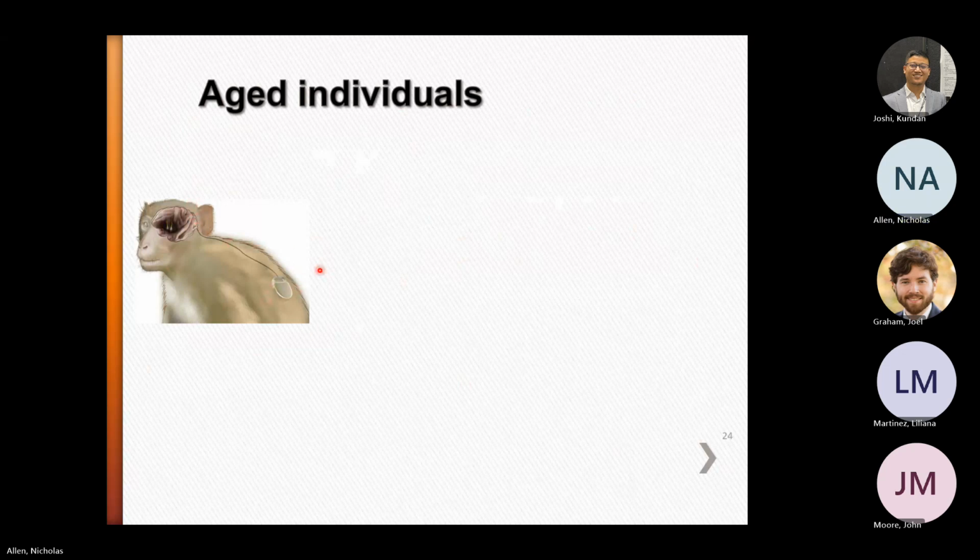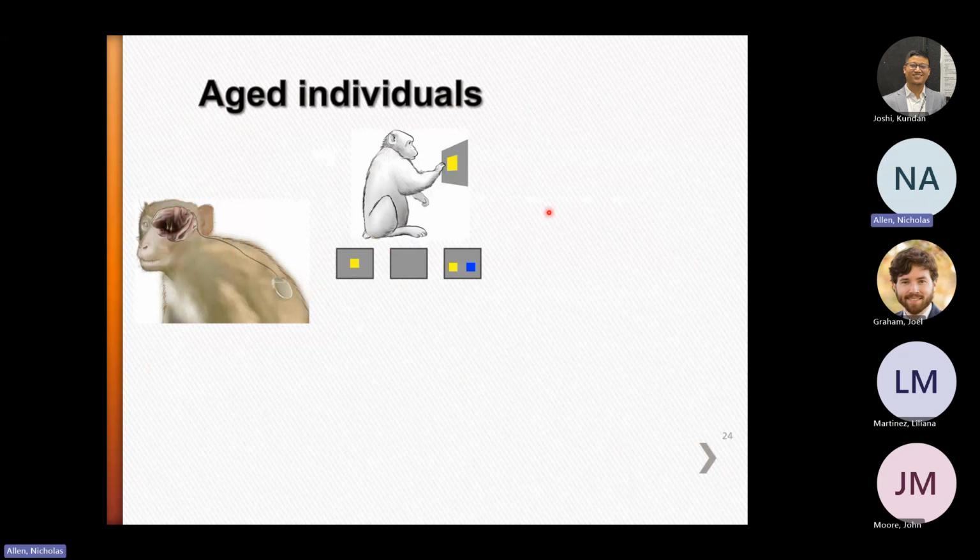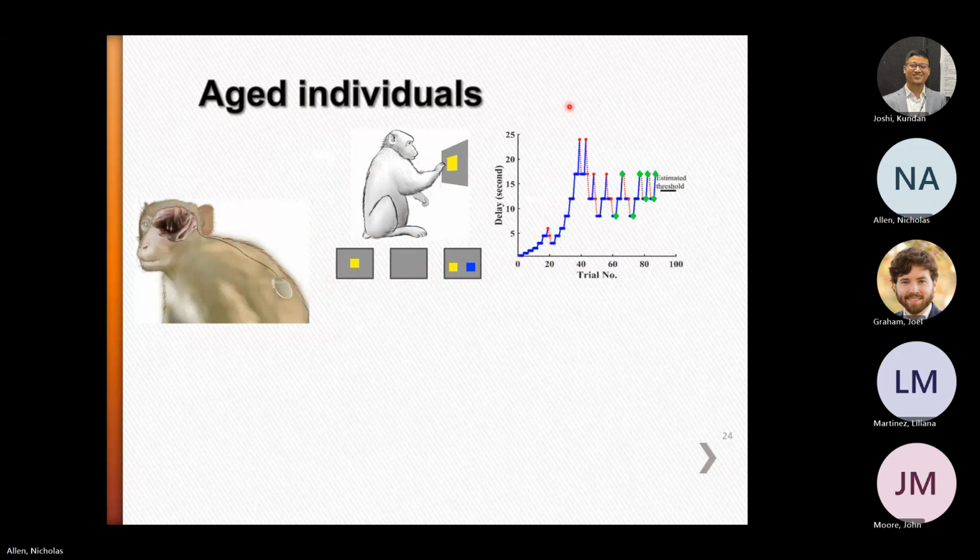So we implanted these animals with stimulators. In this series of experiments, we used commercial stimulators that are used for spinal cord stimulation, and the Parkinson's stimulation also looks very similar. Monkeys had to do the working memory task. They look at the stimulus, there's a delay period, and we can make the task harder or easier with an adaptive staircase protocol.